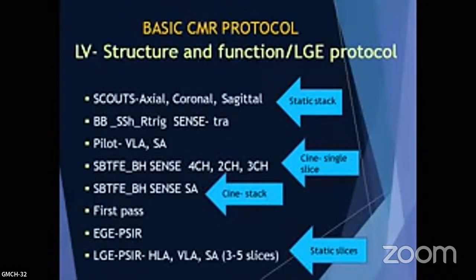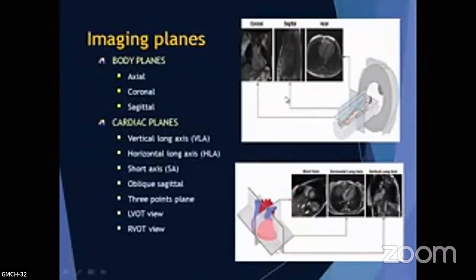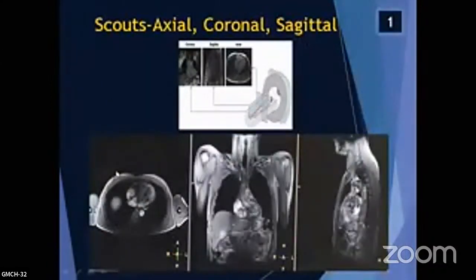So what is the basic CMR protocol? Let's look into it. We know that the heart doesn't lie in the true planes or axes of the body, so we need to create a plane. First, we take axial, coronal, and sagittal planes according to the body. After that is done, these are the images that you get.